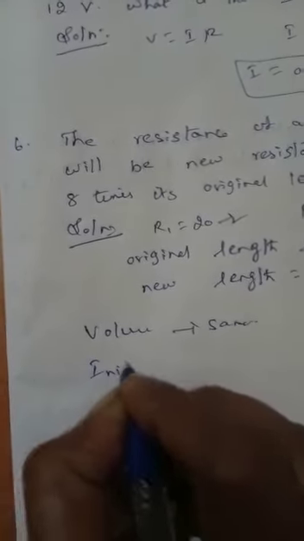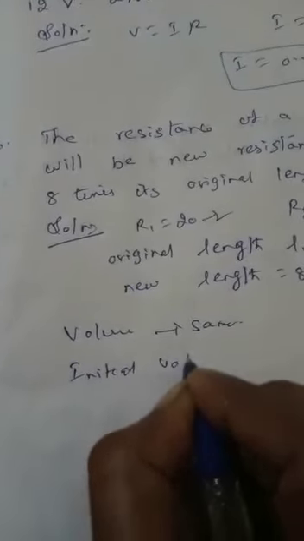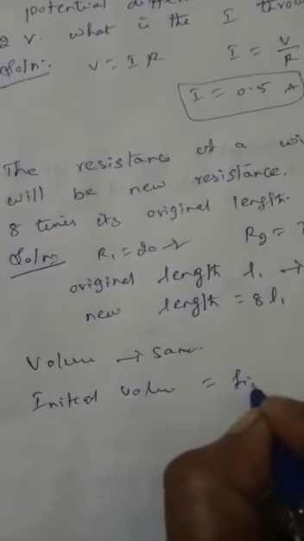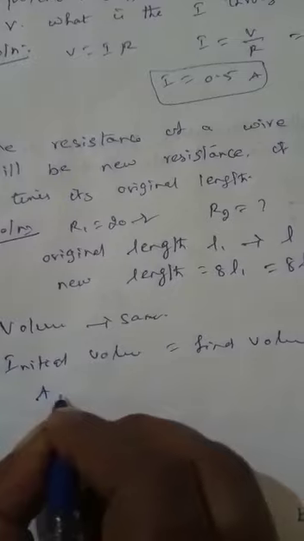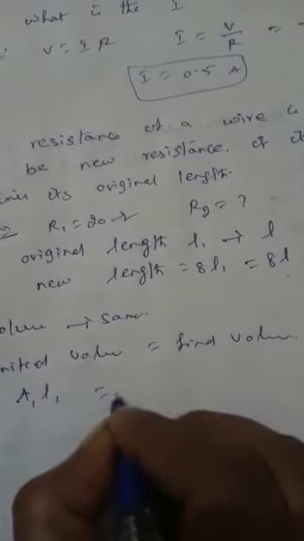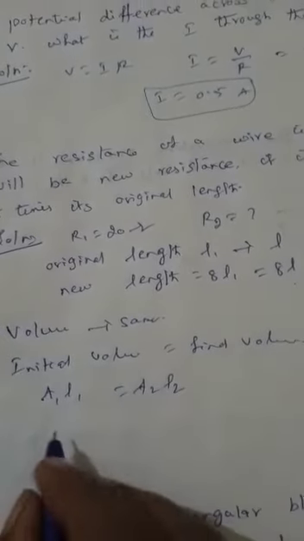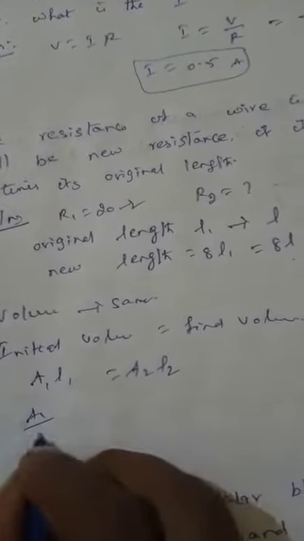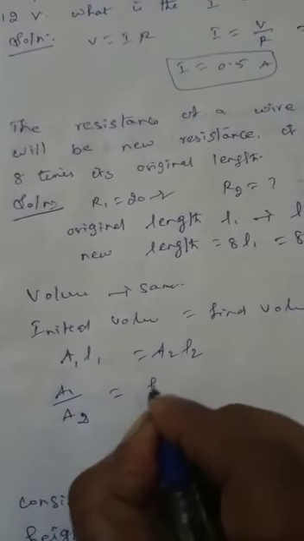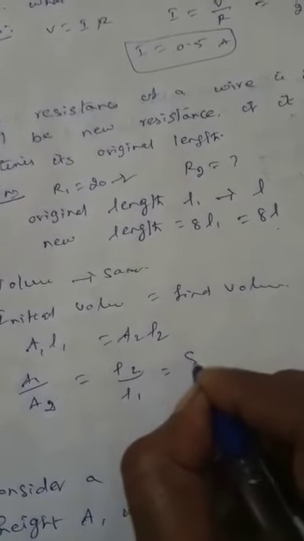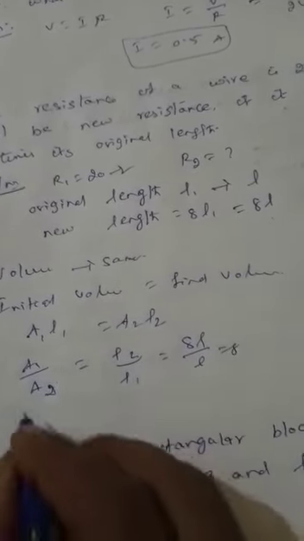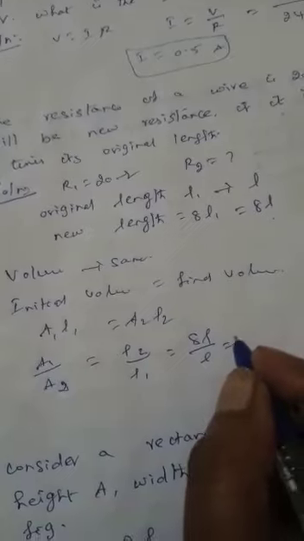We can write initial volume is equal to final volume. The formula for volume is area into length, so A1 L1 is equal to A2 L2. We can write A1 by A2 is equal to L2 by L1. So 8L by L is equal to 8. Now A1 by A2 is equal to 8.